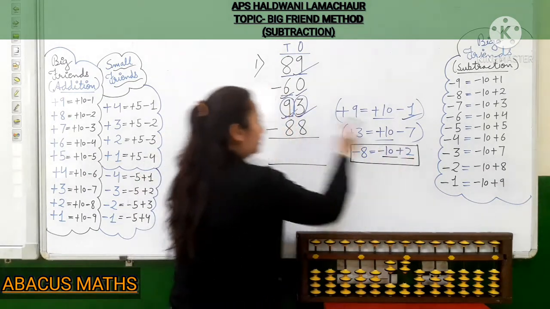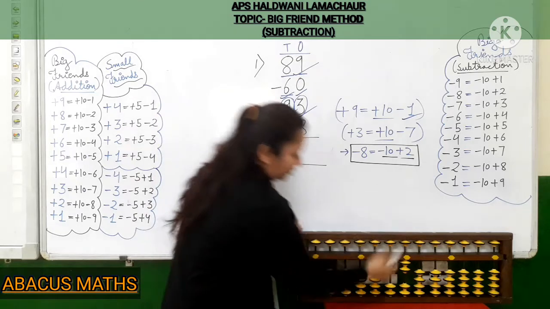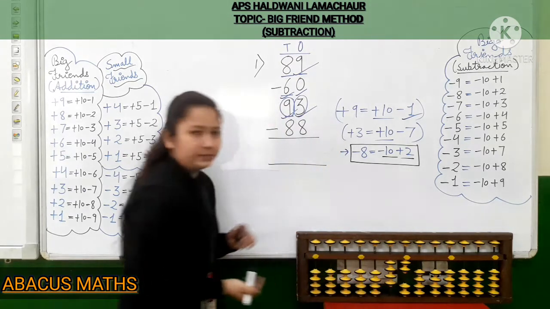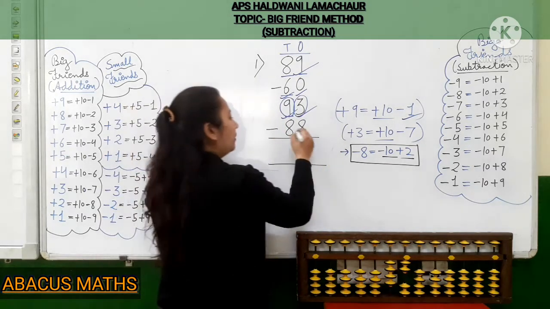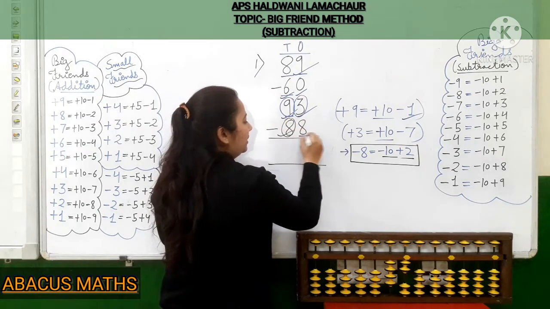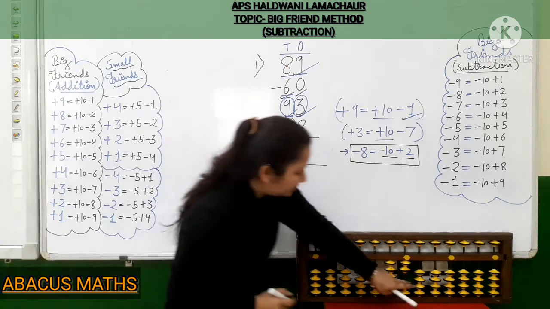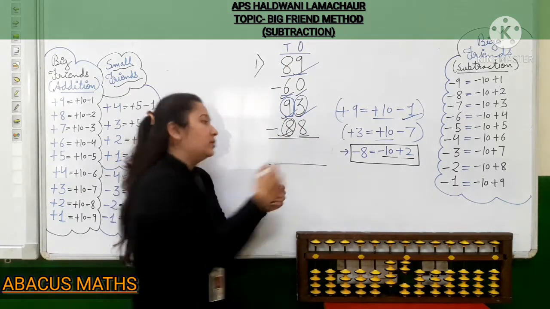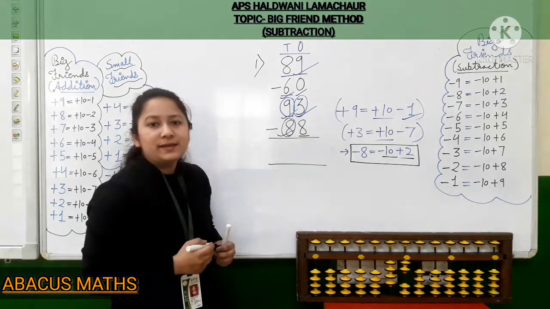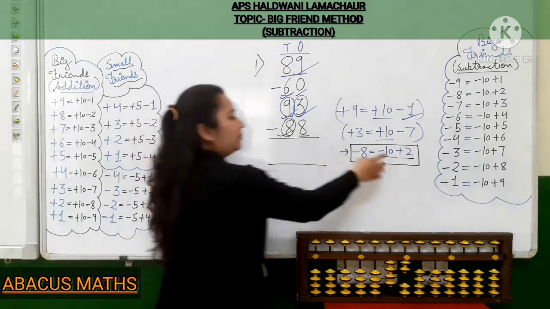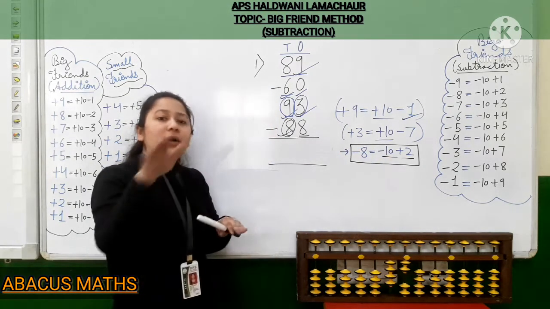Now plus 2 in the same rod, tens rod. 1, 2. Now this is done. Now this minus 8 in one's rod. You can see in one's rod only 2 is there. So again use this formula for minus 8. First of all, minus 10 from one rod up.